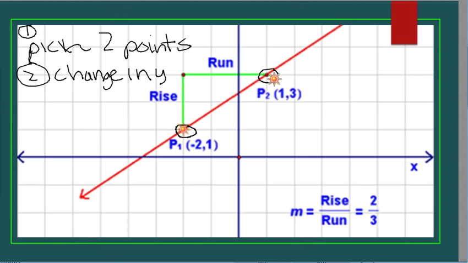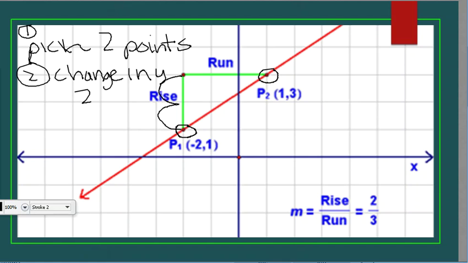So from here to here, here's our y-axis. We can see that we had to move up 2. So we had to move up 1, up 2. So our change in y is 2. That is the top number of our fraction.